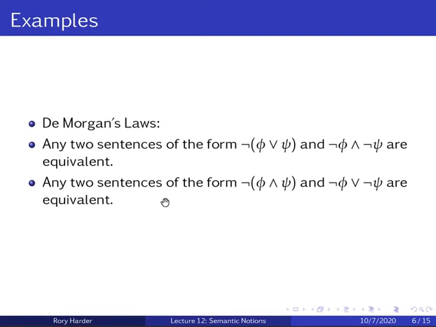Now, another example of equivalent sentences is that any two sentences of the form not (phi and psi) and not phi or not psi are equivalent. Again, if you were to construct these truth tables, you would see that they have the exact same distribution of truth values under their main connective. These two facts about equivalences are called De Morgan's laws.